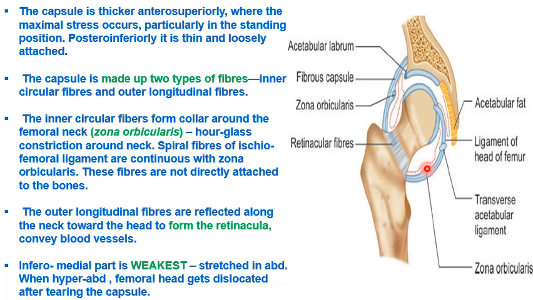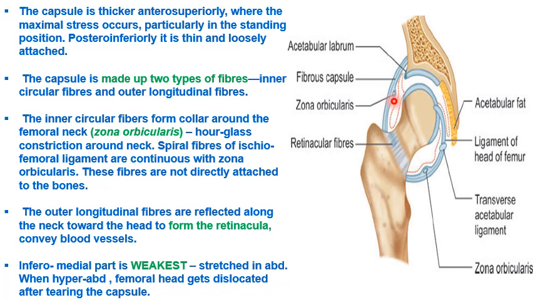The inner circular fibers, this is the cross section we are seeing. These are the circular fibers, and these longitudinal lines represent the longitudinal fibers. So they have inner circular fibers and outer longitudinal fibers. The inner circular fibers form a collar around the femoral neck. And spiral fibers of the ischiofemoral ligament are continuous with the inner circular fibers, which are called the zona orbicularis.